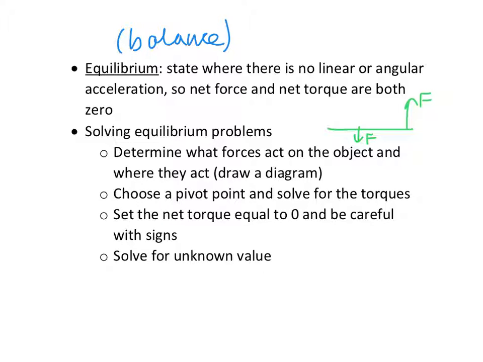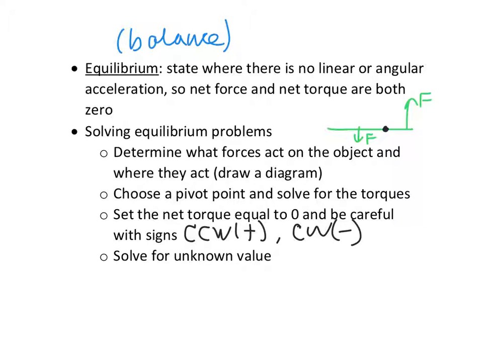You're going to choose a pivot point if one's not already given, and then you're going to solve for the torques. So remember, the pivot is the point about which an object would rotate. So a lot of these pivot points are going to be close to where the center of mass is. You're going to set the net torque equal to 0, being careful with signs. So remember, counterclockwise is positive, clockwise is negative, and then you're going to solve for whatever unknown value it's asking for. So a lot of times these problems will ask you either for the pivot point, the distance where a force needs to be applied, or the force itself.